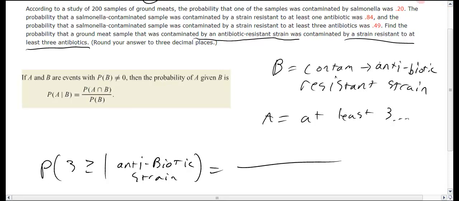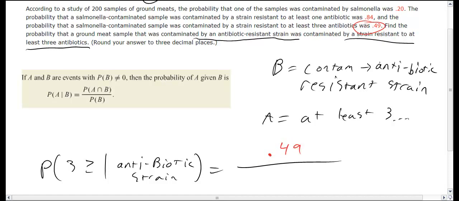And the nice part about this is if it is resistant to 3, therefore it's also resistant to 1. So really all we need is the probability of it being resistant to 3, and that was 0.49. So the numerator is going to be 0.49.